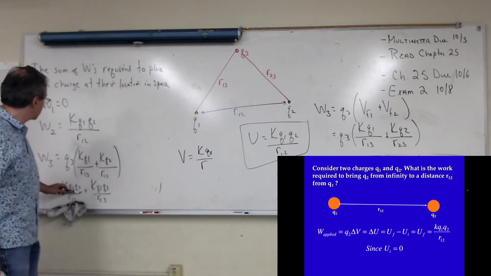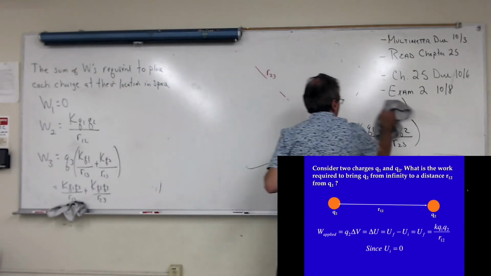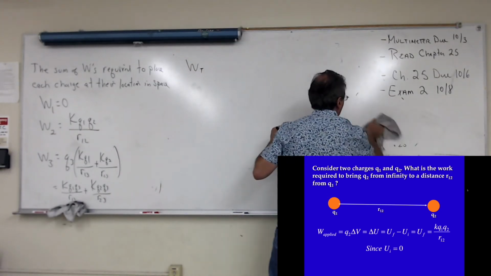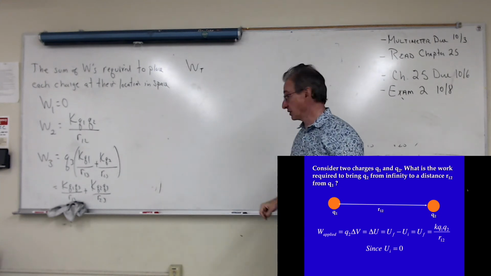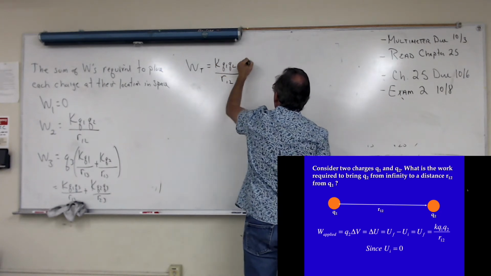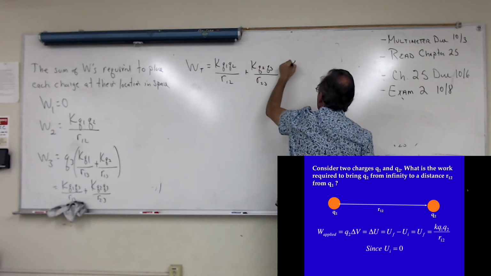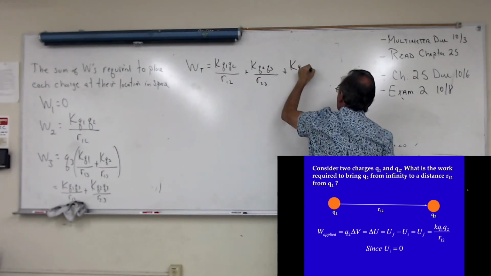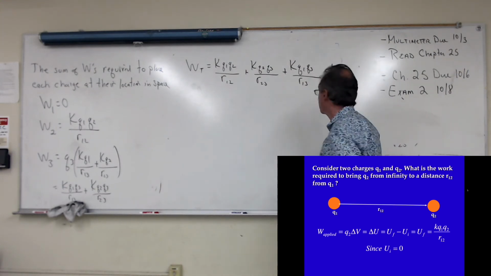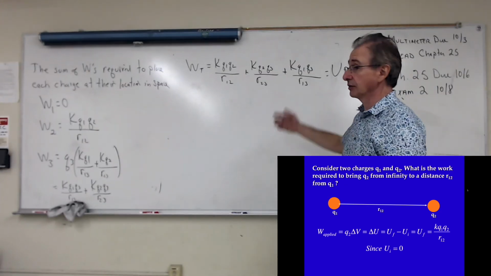So the total is this plus this plus this. So the total energy, or let me rephrase that, the total work that's required to put these three charges together is going to be this, and this is the energy stored in the system. The amount of work that's required for me to put that together is really the energy stored in the system.